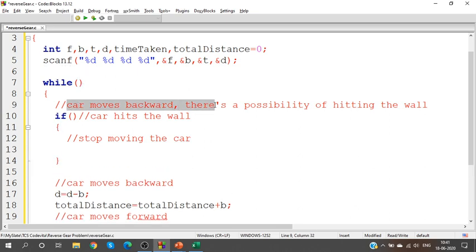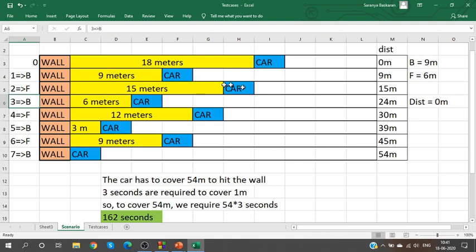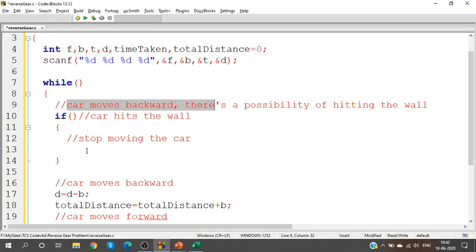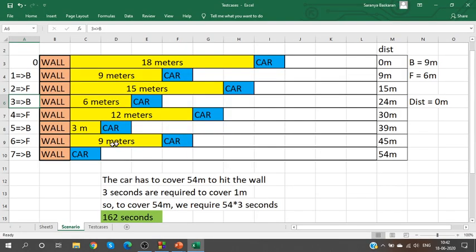When I go forward, I can't hit the wall. When the car is moving backward, there is a possibility of hitting the wall. So when the car moves backward, you need to check whether the car can hit the wall. If the car can hit the wall, then you have to stop moving the car, right? Because that is my expectation. When will it hit the wall? Once you find out that the car hits the wall, stop the process. How can I find it out?